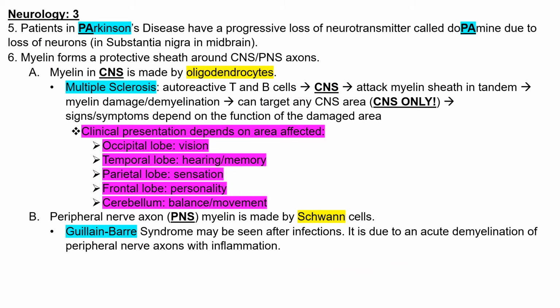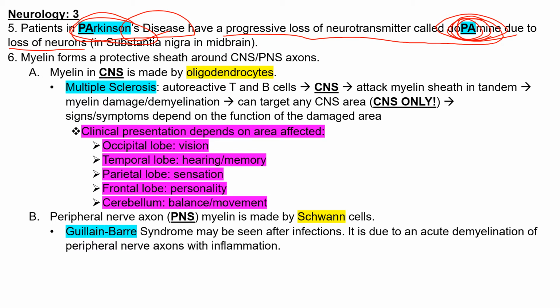All right, now neuronal death is not always due to hypoxic ischemic events. Loss of neurons in Parkinson's disease, for example, has another pathophysiology. There is a progressive loss of a neurotransmitter called dopamine. Parkinson's is spelled with PA as the first two letters. Dopamine has PA in it too. Just remember Parkinson and dopamine.